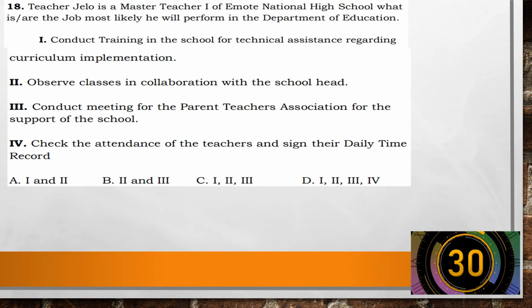Number 18, Teacher Jello is a Master Teacher 1 of Emote National High School. What is or are the job most likely he will perform in the Department of Education? First, conduct training in the school for technical assistance regarding curriculum implementation. Second, observe classes in collaboration with the school head. Third, conduct meeting for the PTA for the support of the school. Fourth, check the attendance of teachers and sign their daily time record. Your time starts now.